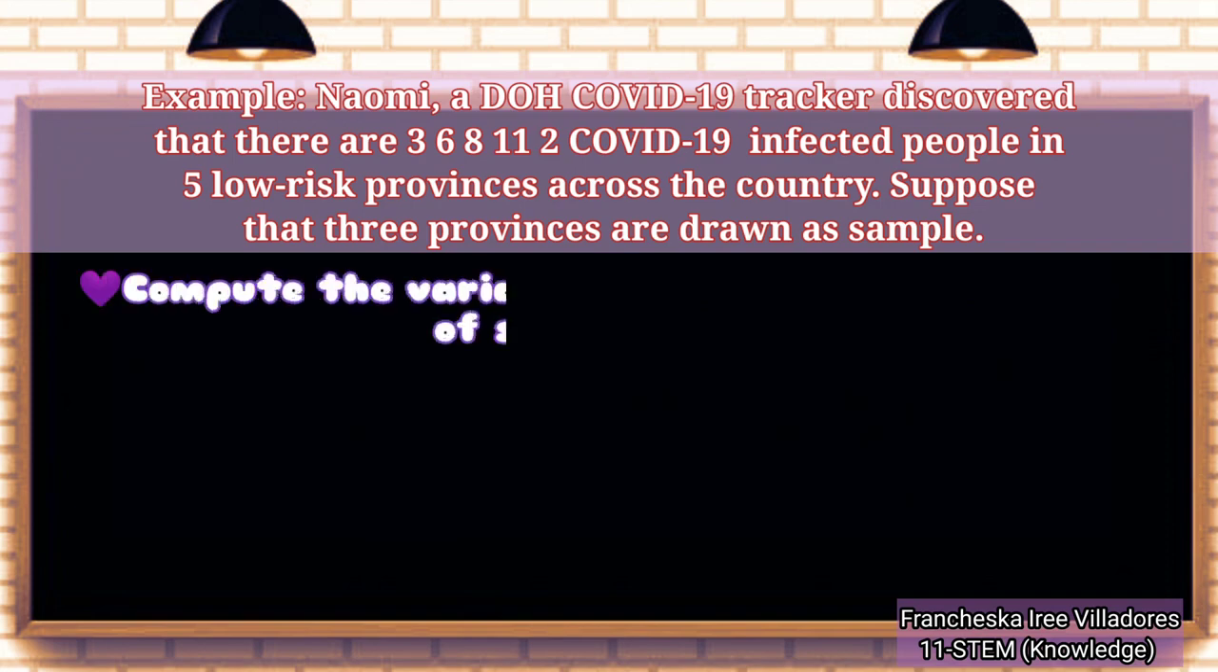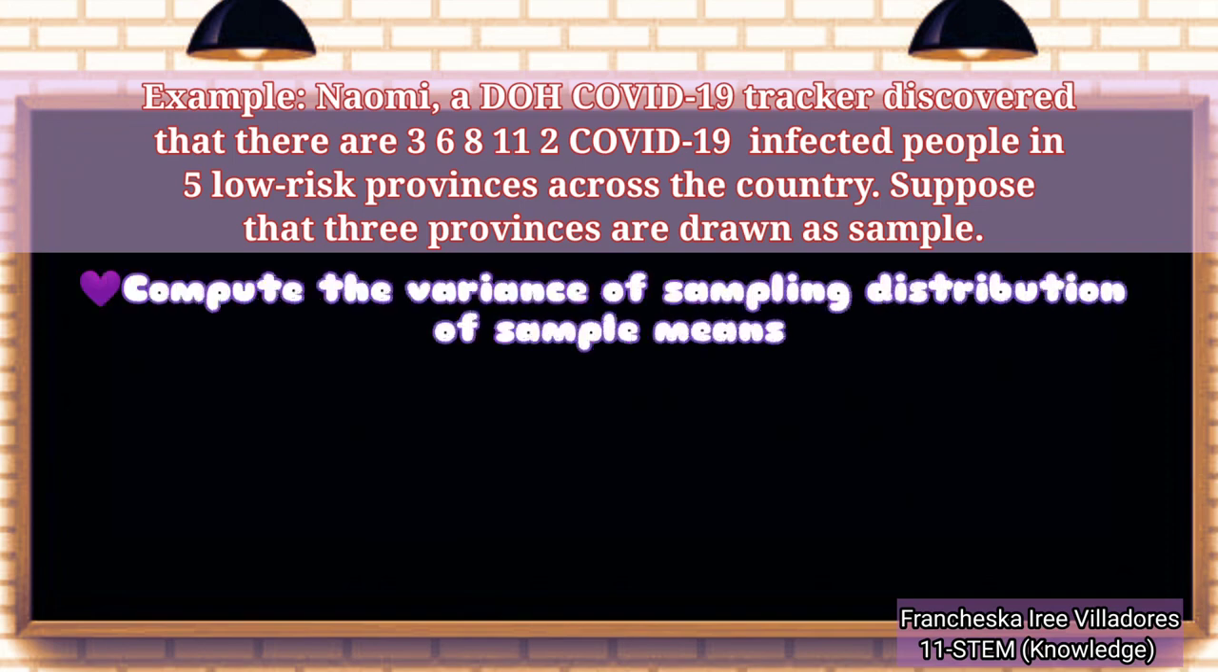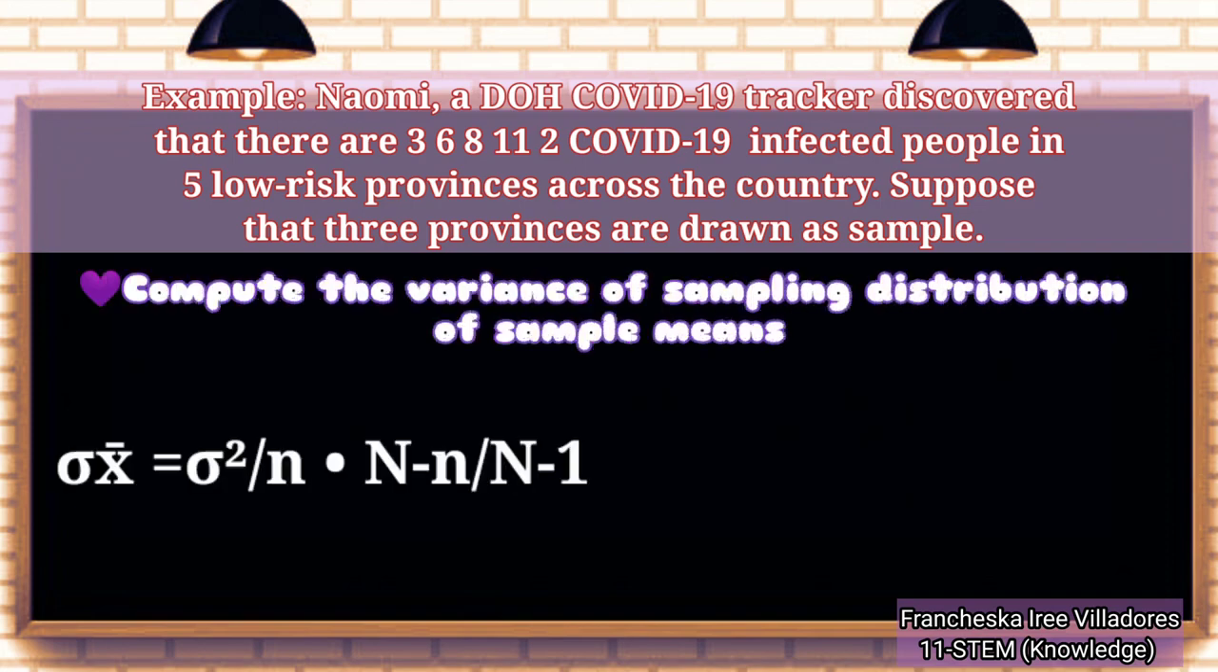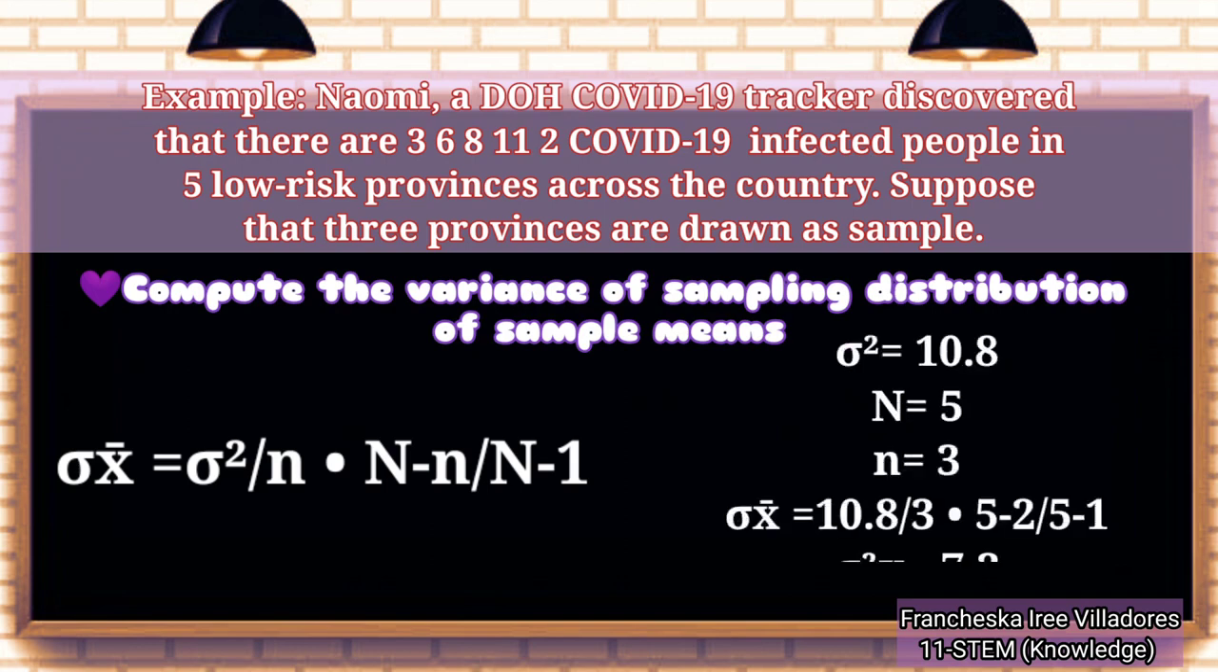Para mapadali ang pagkuha natin ng variance, we're going to use the formula of finite population or without replacement. So, identify lang natin ang value nila. 10.8 ang population variance. The sample size is 3 and the population size is 5. So, simplify natin, the answer is 7.2. So, it is the variance of the sampling distribution of sample mean.